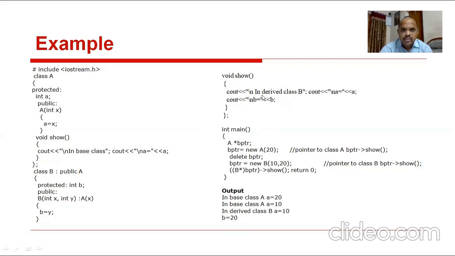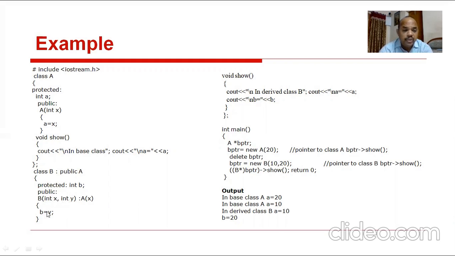So in the derived class object, first the base class member function executes 2 times. Why? Here integer A, then colon A. This is the constructor member function. It can execute again. Clear? Then the B function executes 2 times. That's why it displayed the A value and B value. Clear, all of you? Then this is called the constructor member function.